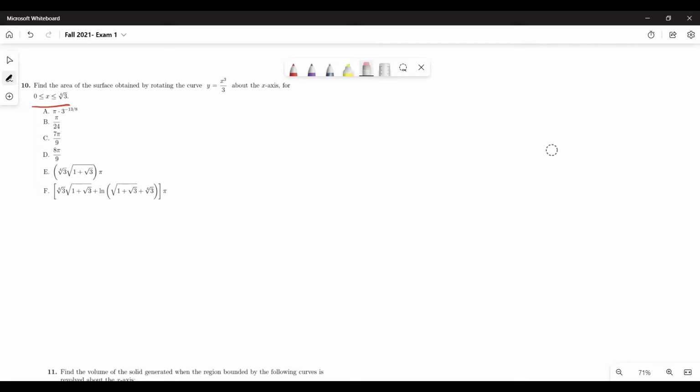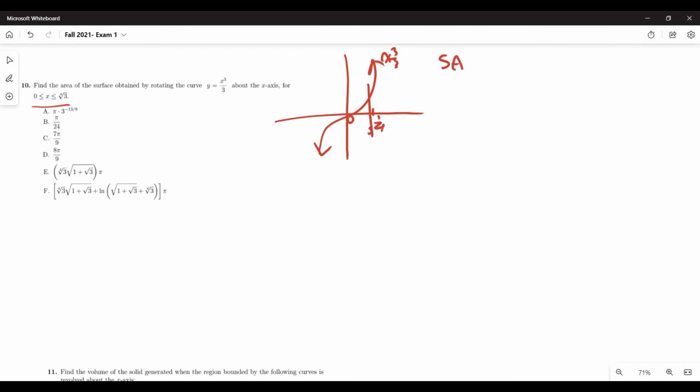So this question is: find the area of the surface obtained by rotating the curve from 0 to 3 to the 1/4 power. Okay, so let's draw the curve. y equals x cubed over 3, from 0 to 3 to the 1/4 power, like this. And if you remember the surface area equation, it's 2 pi times f(x) times the square root of 1 plus f prime of x squared dx, from a to b.